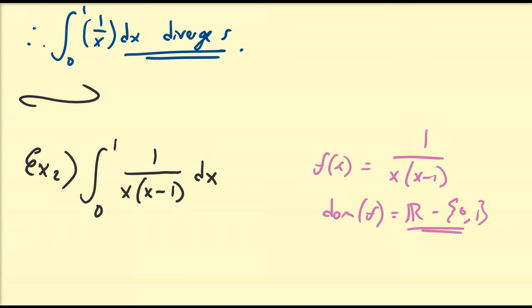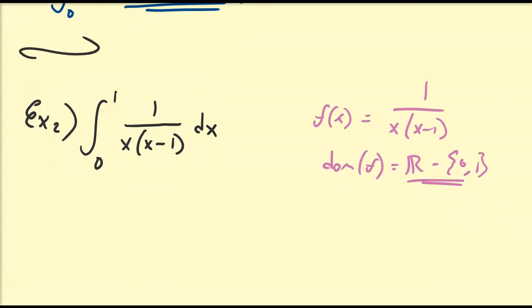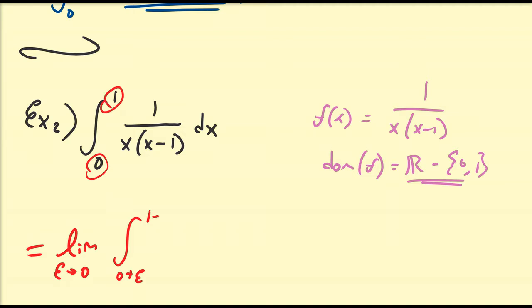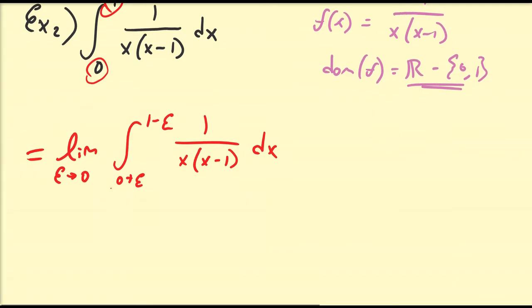So that means both our endpoints are infinite discontinuities, which means we need to define this in terms of an improper integral. So by definition, this is going to be equal to the limit as epsilon goes to 0. We're going to approach 0 from the right, so that's going to be 0 plus epsilon, and we're going to approach 1 from the left, so that's going to be 1 minus epsilon, of the function 1 divided by x times x minus 1 dx. So this is a continuous function on the interval epsilon to 1 minus epsilon, so we can use the fundamental theorem of calculus on this definite integral.